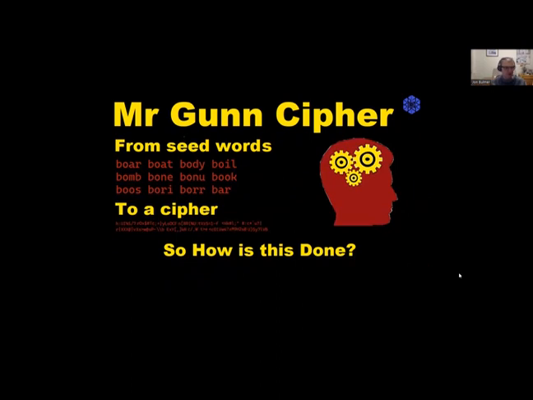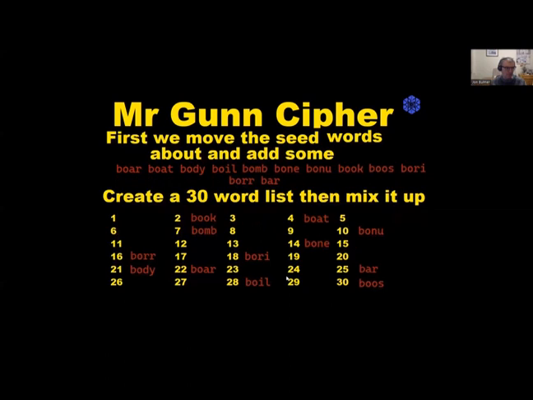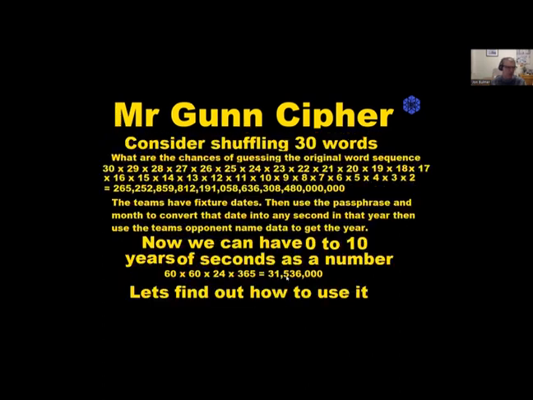So the idea and how is it done? How do we get from the seed words to a cipher? The cipher looks like this, which would be 240 characters. So first thing we're going to do is split the seed words up. So we mix this list up, and we'll be putting these into different positions in a 30-word set. So there's my 12 words that have been put in there.